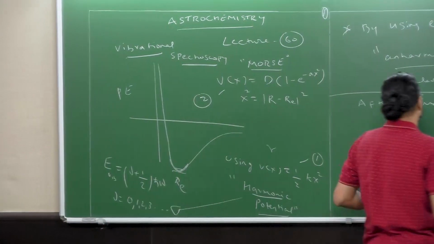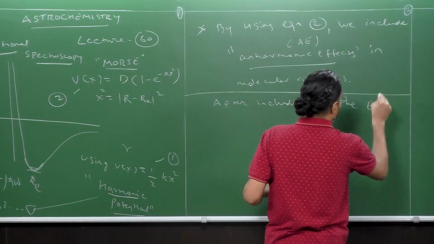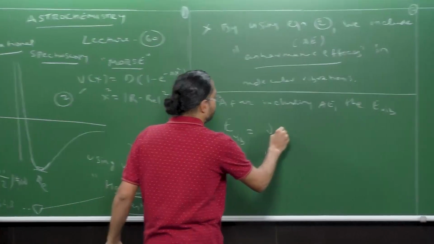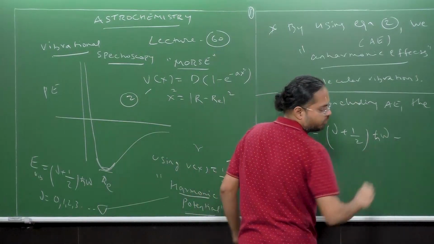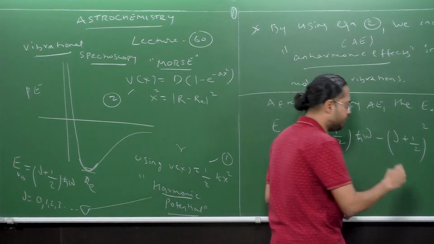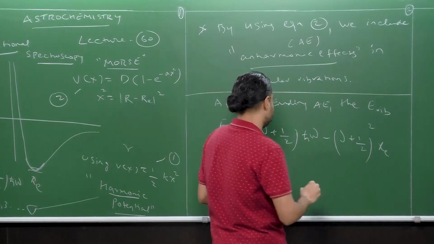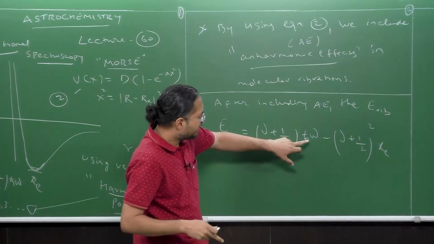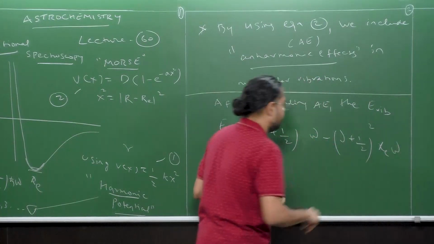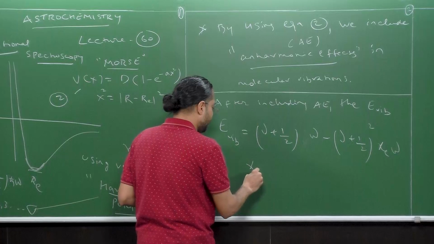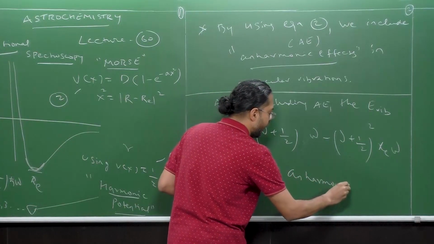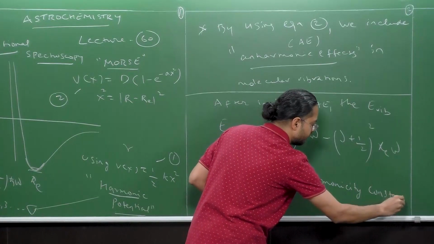But after including anharmonic effects also, the vibrational energy becomes E vibrational is equal to this particular term, nu plus 1/2 times h bar omega, minus nu plus 1/2 the whole square, times some xe h bar omega e. We can have this h bar, or we can also express it in terms of omega itself. So this is going to be it, where my xe, or we can call it chi, is what is called the anharmonicity constant.